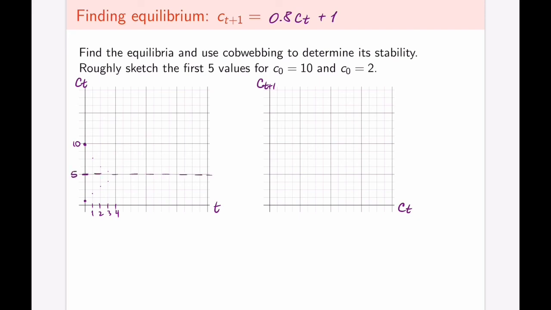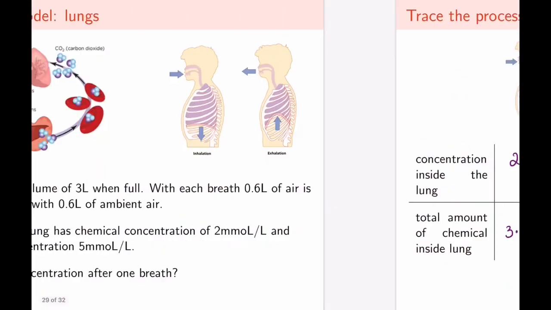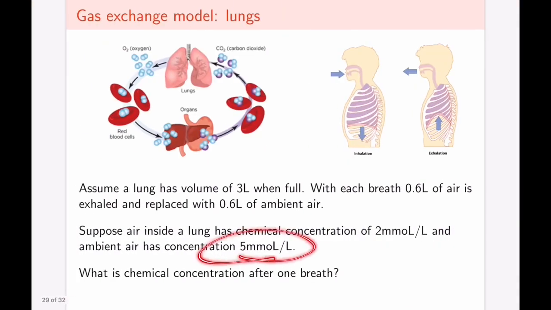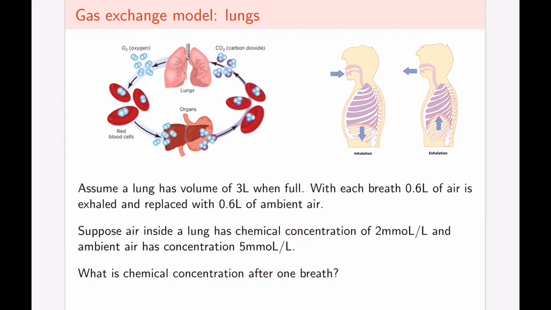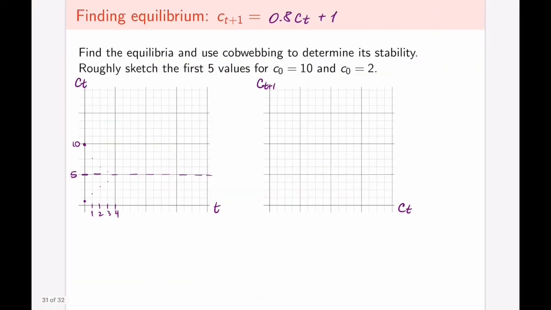I say unsurprisingly because let's think of the actual setup. The outside air has concentration of 5 millimoles per liter, and we assume that it's well mixed. So of course, after a certain number of breaths, this is also going to be the concentration inside your lungs as you become part of the bigger outside system. Now, these graphs, while they do tell us the values for the solution, are once again not as useful as the graphs for the updating function.